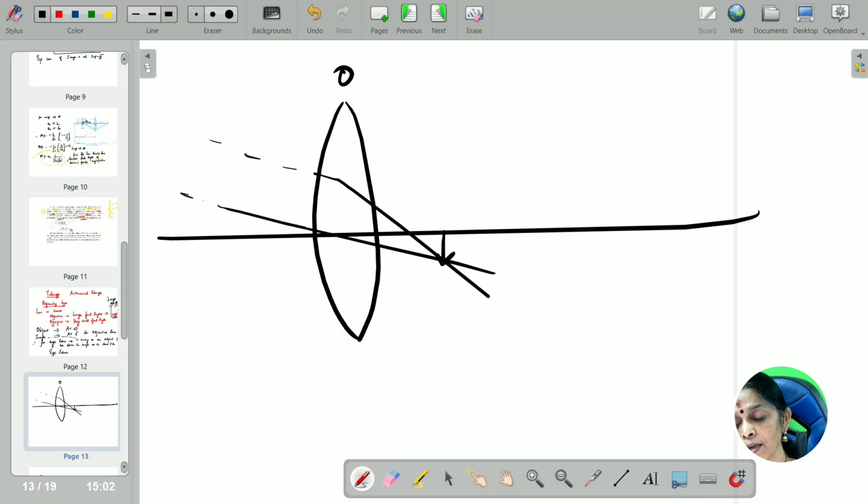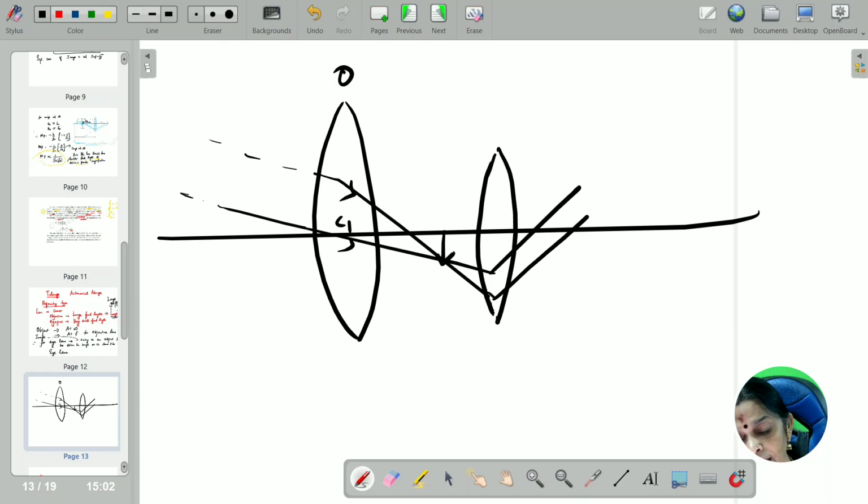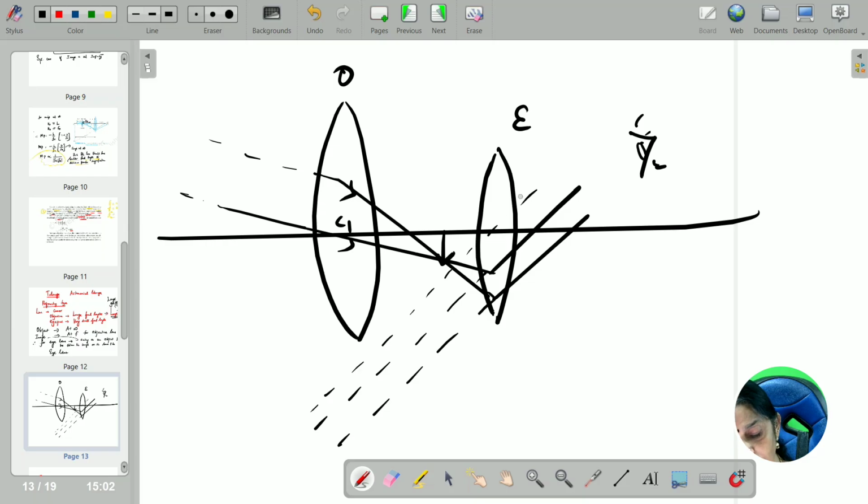This is acting as an object for the eye lens. So the eye lens is going to be very small. Now it gets refracted, and here is your eye. Therefore the final image is formed at infinity. So you can draw the same thing. And this is beta.